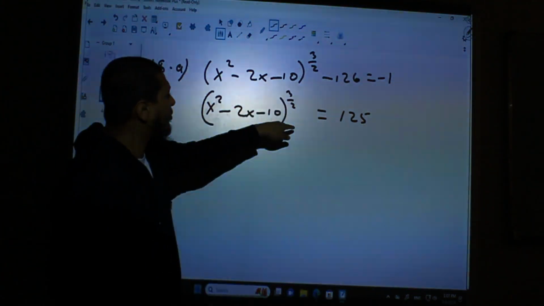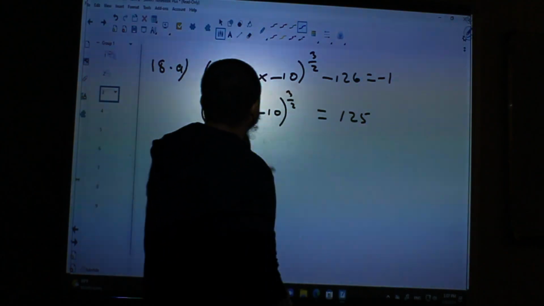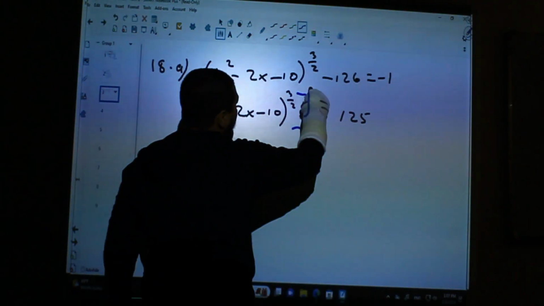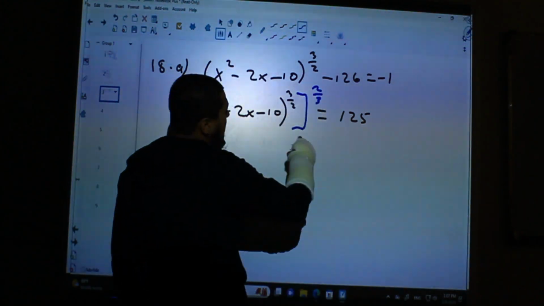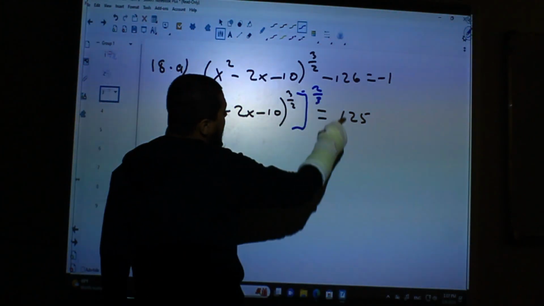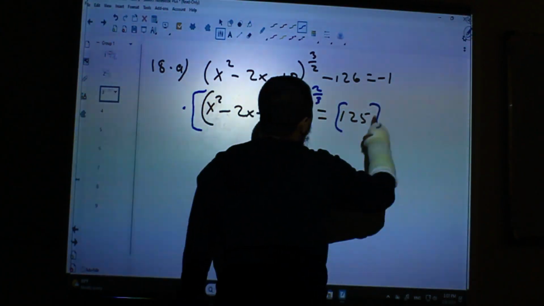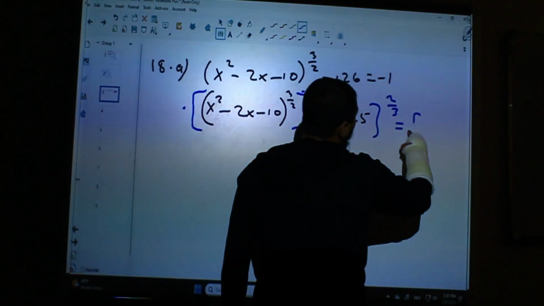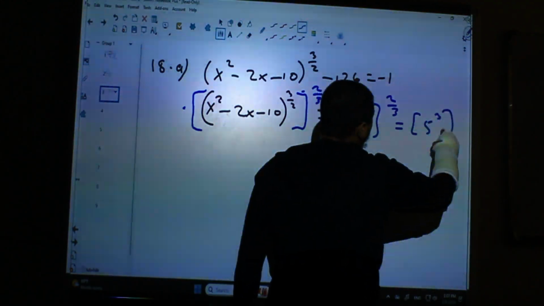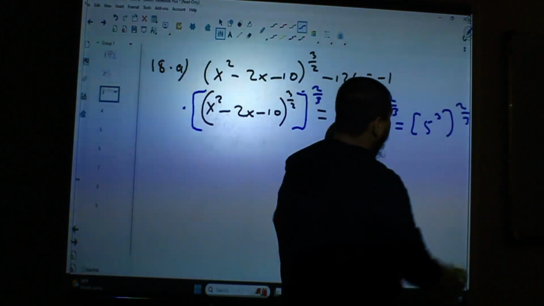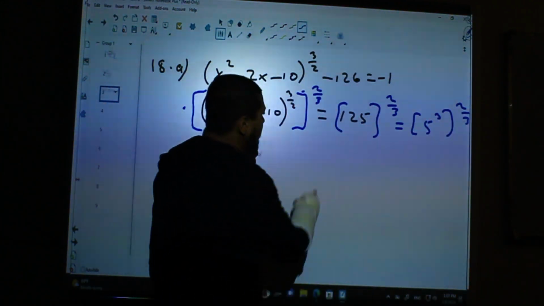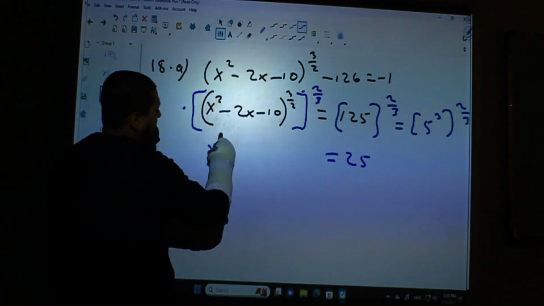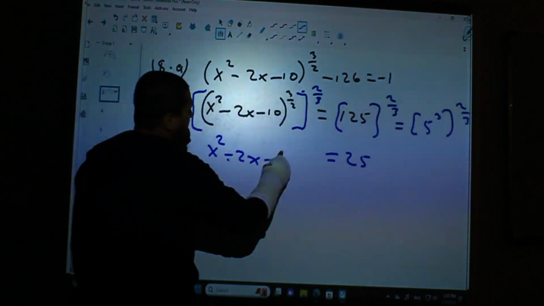Now because we have to the power 3 over 2, we will raise it to the reciprocal power, to the power 2 over 3. So it cancels out. 3 times 2 is 6, 6 divided by 6 is 1. And same here, to the power 2 over 3. But now we know 125 is 5 cubed to the power 2 over 3. You can see the 3 and the 3 cancel out. We get 5 squared, which is 25. So this side is 25, and that side is x squared minus 2x minus 10.